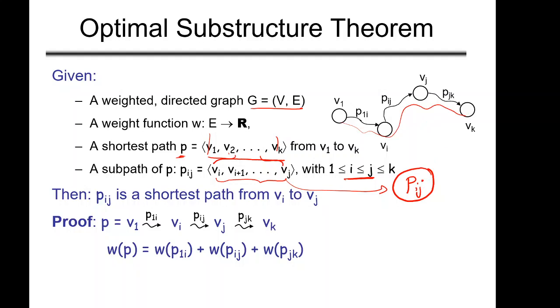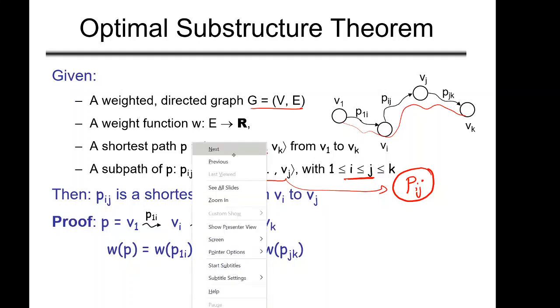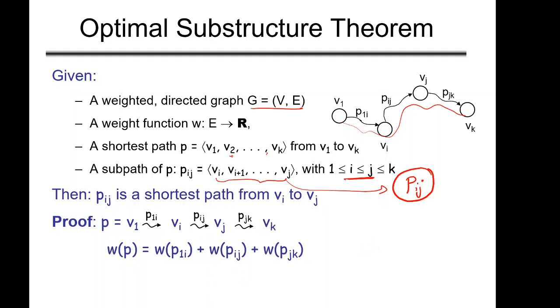So how to prove this? We can prove it by contradiction. What is the weight of P? One thing we know is that P is the shortest path from 1 to k. Now we have to prove that if we take any i and j in between, and Pij is the path between those two nodes, then its weight is also the shortest weight.